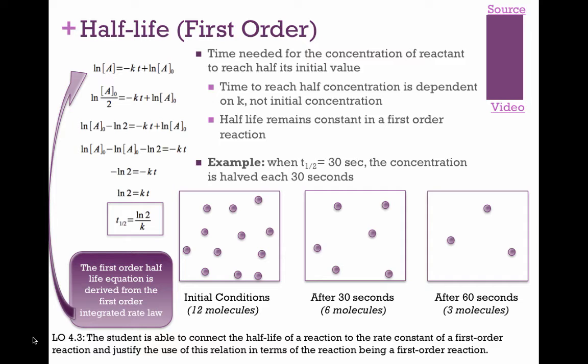So if you have a first-order reaction and your half-life is 10 minutes, your half-life is going to be 10 minutes whether you have 100 grams of something or whether you have 0.1 grams. Your half-life will still be the same. And so then here's an example, and notice it has some particle diagrams. So in this example, when the half-life is 30 seconds, the concentration gets halved every 30 seconds.